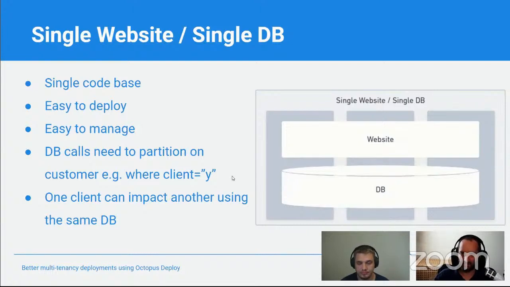You've just got one item. Every table in the database identifies the customer, usually using a customer ID column, and every query has something like where client equals Y, or customer ID or client ID equals the logged in customer ID attached to it. I think for me, with the code-based multi-tenancy model here, the risk for cross-tenant communication is really high. A missed where clause on one of your new queries can make for a terrible day for your team.